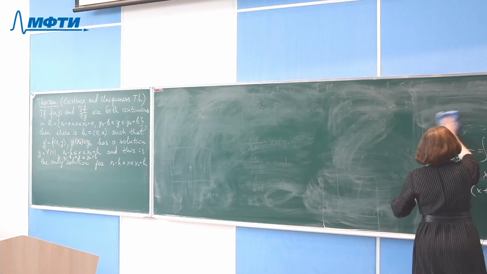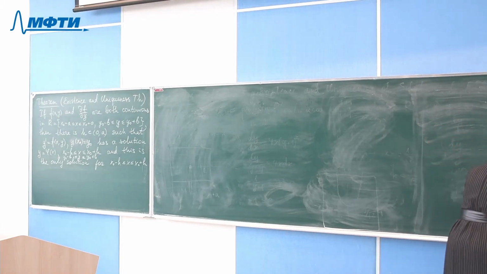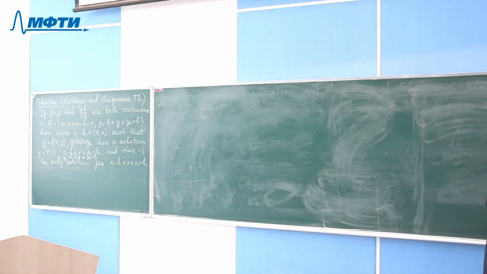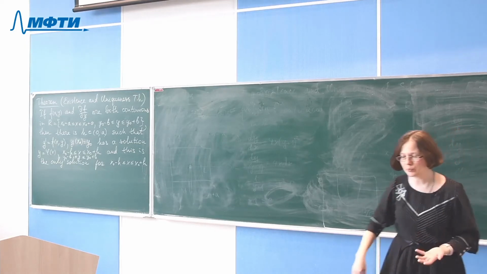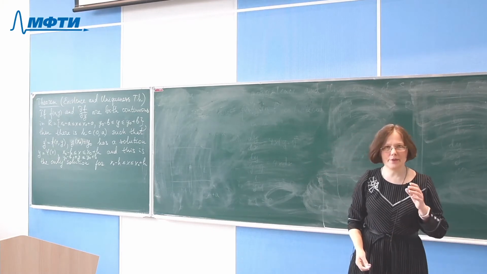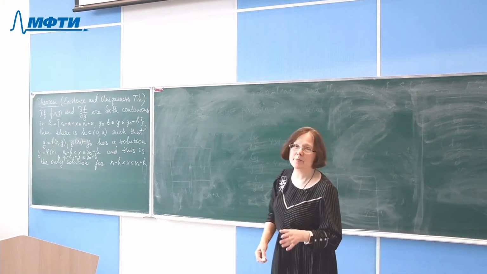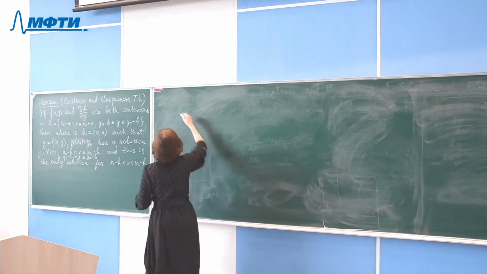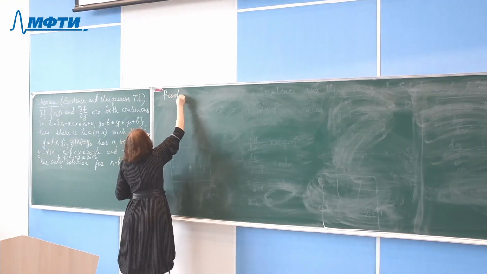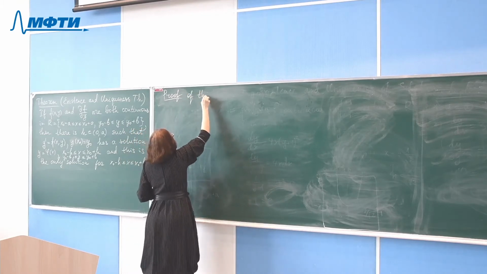I need space to prove this, and it's not easy, but it is easier than proving the existence, because to prove the existence, we should construct something. Now we may assume that a solution exists. We will assume that two solutions exist, and we will prove that these solutions are the same in some rectangle. Okay, proof of the uniqueness.